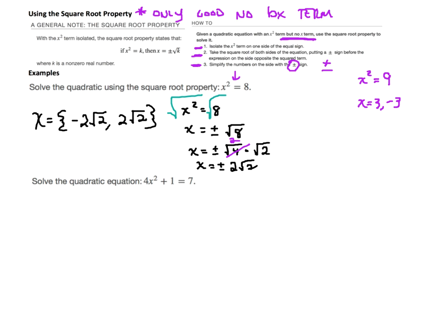You all right with that method of solving, Josh? Is this making sense so far?